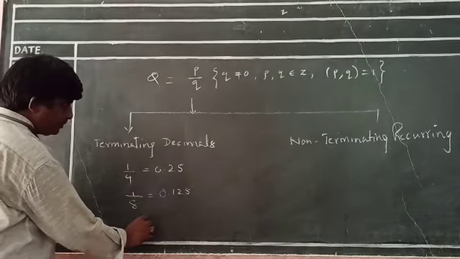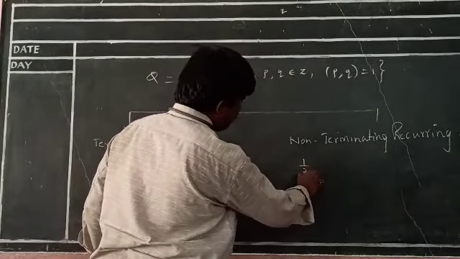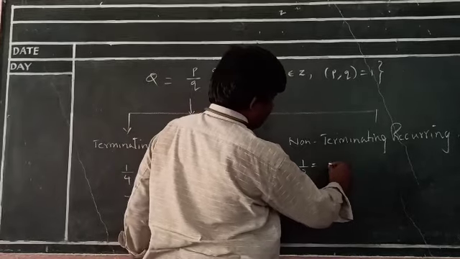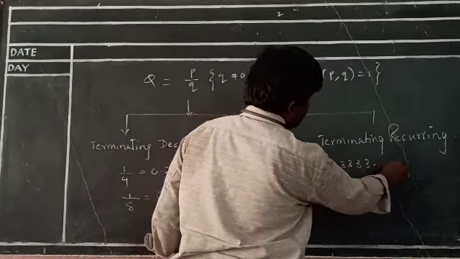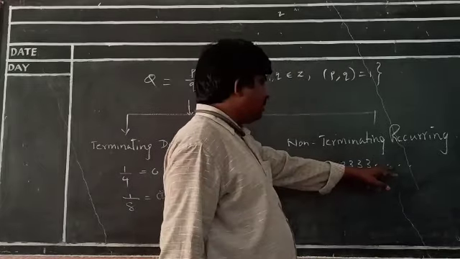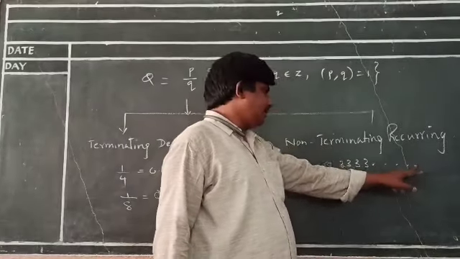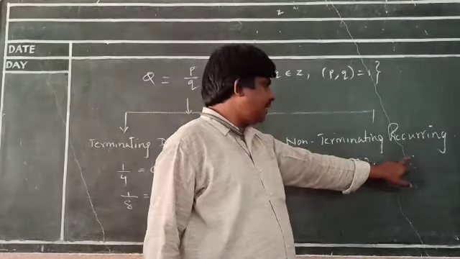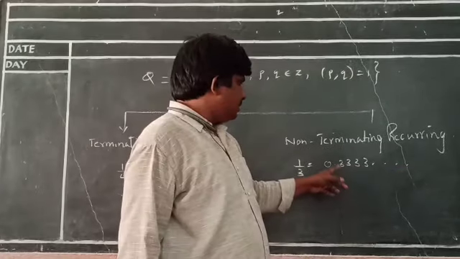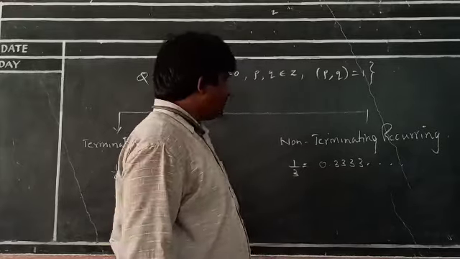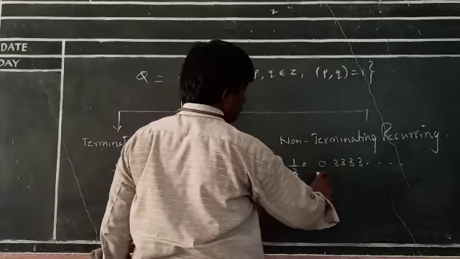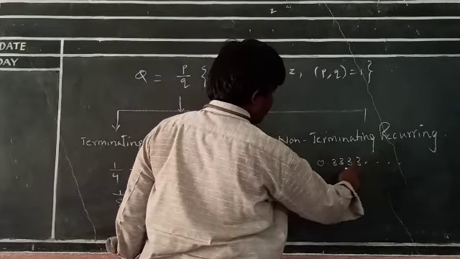Suppose we take 1 by 3. 1 by 3 is nothing but 0.3333 and so on. Here the division does not complete. That means we will never get 0 as a remainder, and one of the numbers is continuously repeating, recurring. Therefore, these are considered non-terminating recurring decimals.